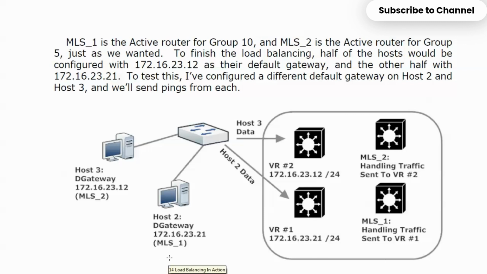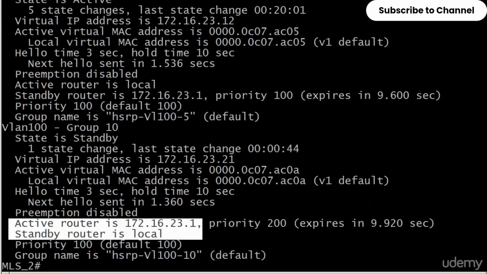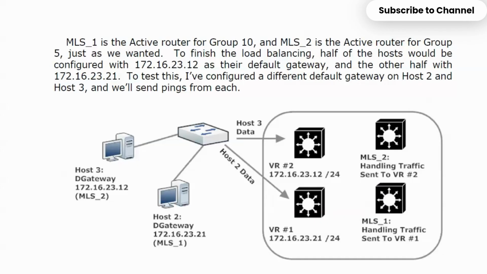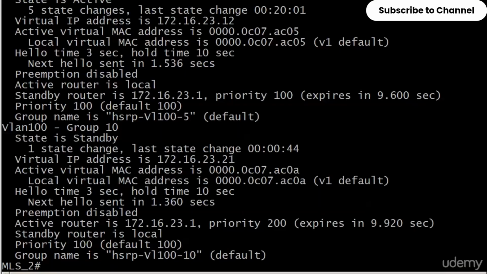So you can see here, just using two hosts, we've got host 2 with its default gateway pointing to 172.16.23.21, and that's the path it's going to take. And then host 3 has a different default gateway. It has the other virtual router's IP address 23.12 set as the default. So let's go ahead and send some pings there and just make absolutely sure.